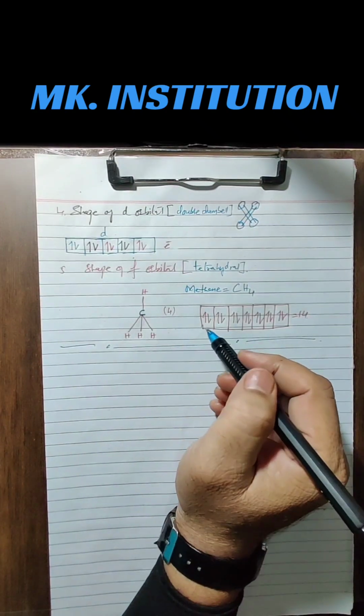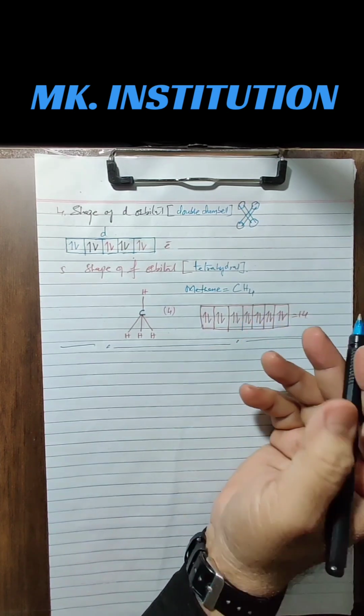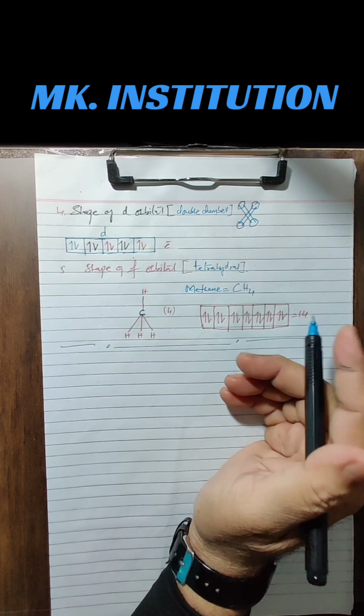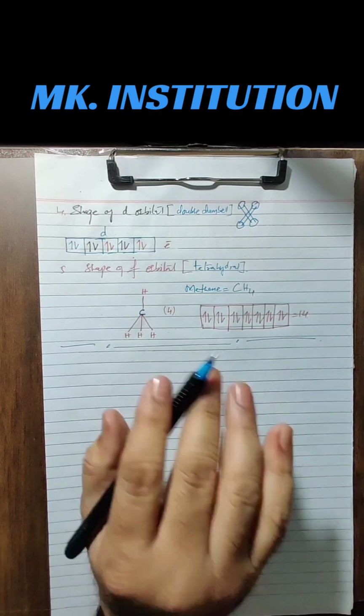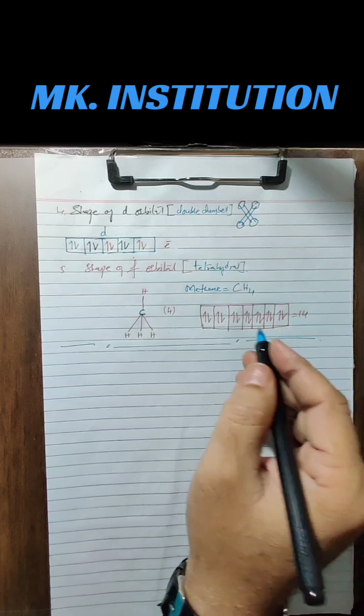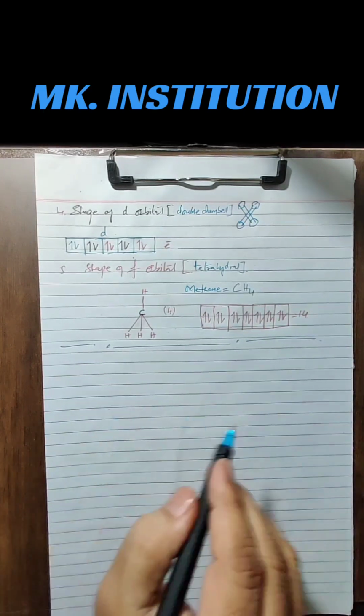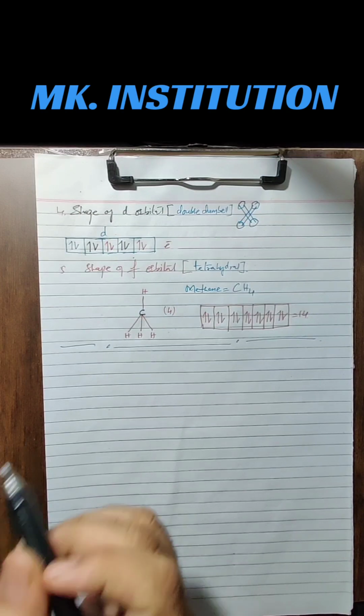Clear? Spin content number, I already told you what spin content means here: clockwise and anti-clockwise. The spin quantum number is denoted by S. Already we studied that, and it is indicated by plus or minus. Clear?